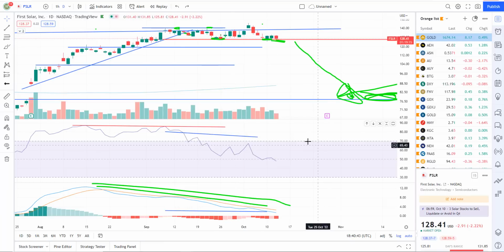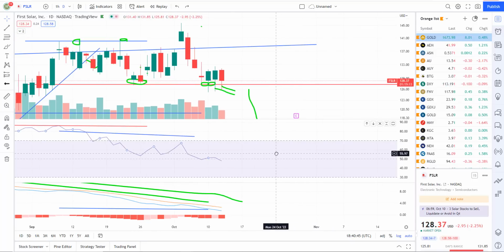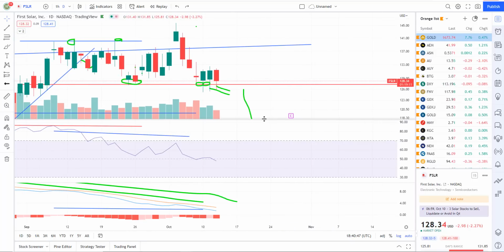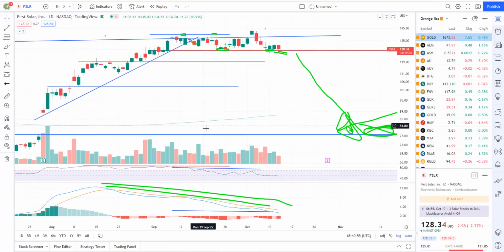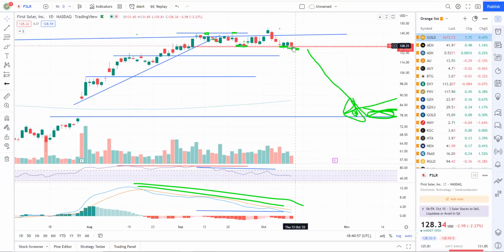So no change. I'm not in a position on this one currently, just waiting for a sell signal, which would come on an impulsive break of 127.30 basically. I need to see impulsive selling as we clearly take out that level. Now, it's probably going to come in the form of a gap down. I suspect we've been kind of chopping sideways, plateauing.